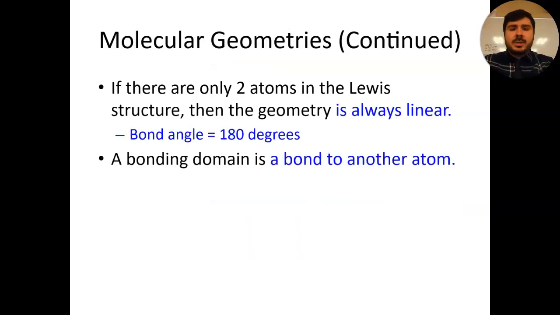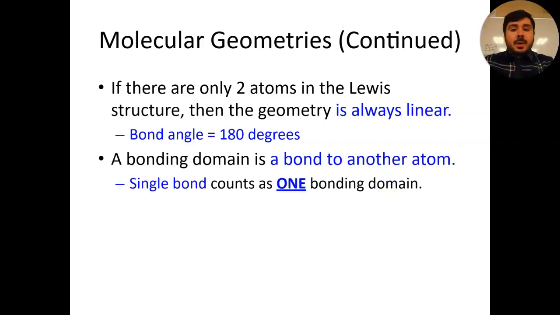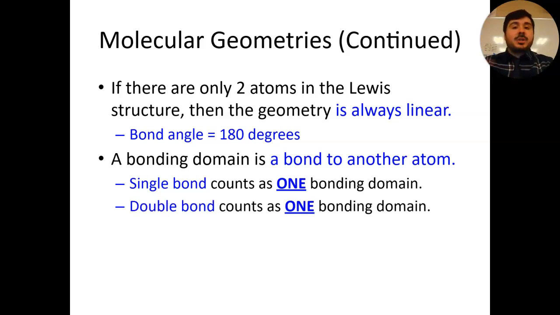So how do we do that? Very easily. A bonding domain is a bond to another atom. That's it. Okay, just any bond to any atom ever around the central atom specifically. So if I look at a single bond, that's going to count as one bonding domain because a single bond is just a covalent bond. And now you're probably thinking to yourself, well, if a single bond is one, isn't a double bond going to be two?